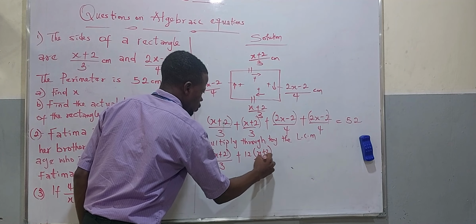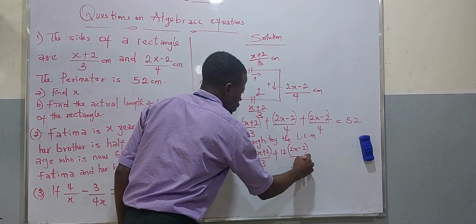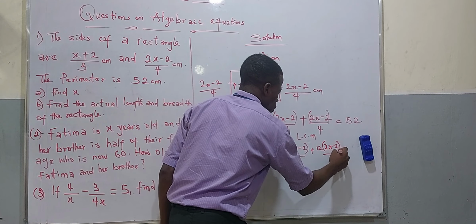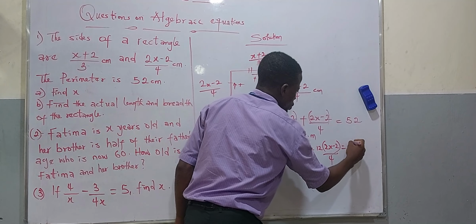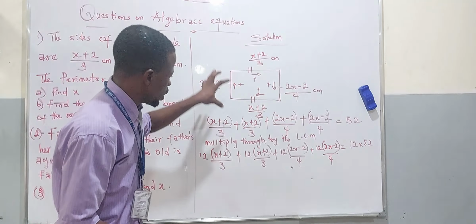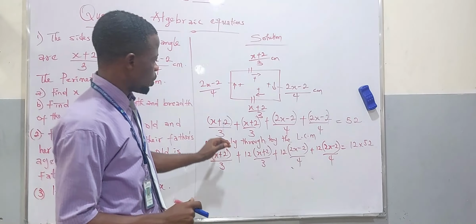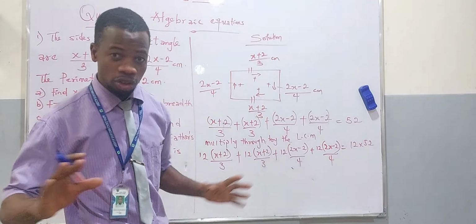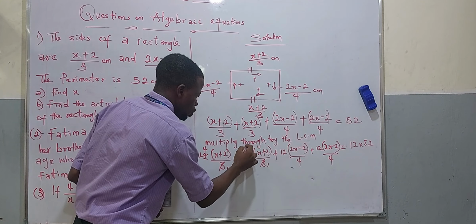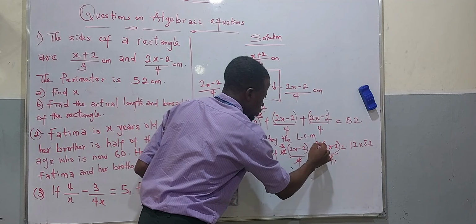we have 12 times (x + 2)/3 plus 12 times (x + 2)/3 plus 12 times (2x - 2)/4 plus 12 times (2x - 2)/4 is equal to 12 times 52. That's the meaning of multiplying through. Each of them times 12. Why are we doing that? So that we can remove the fraction. Then we can solve. So here, 3 cuts into 12 giving 4, and 4 cuts into 12 giving 3.